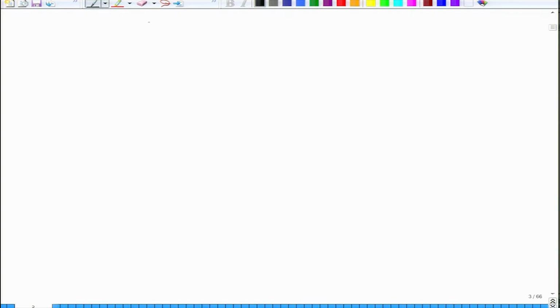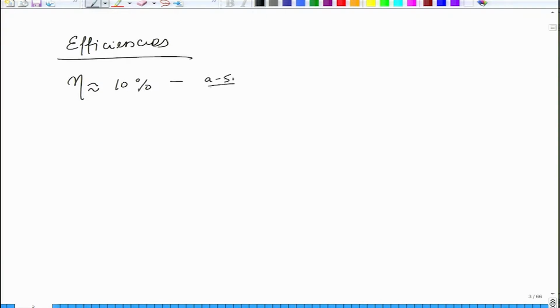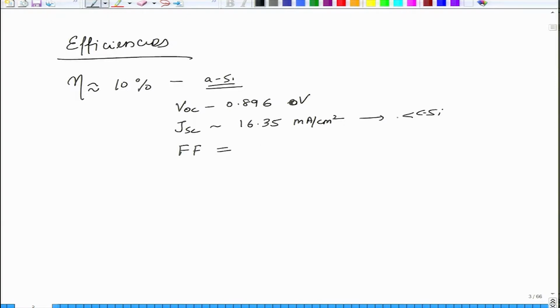Coming to the efficiencies of these solar cells. The efficiency of amorphous silicon is about 10%, and these devices give you a VOC of about 0.896 volts, and a JSC of about 16.35 milliamps per centimeter square. The fill factor in these devices is generally lower, you can see that this is lower than crystalline silicon. In crystalline silicon you get a very high current of the order of 40 milliamps per centimeter square.